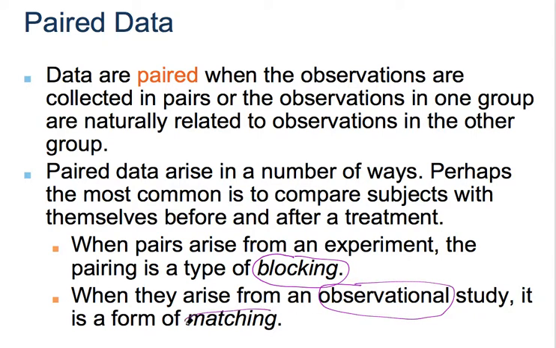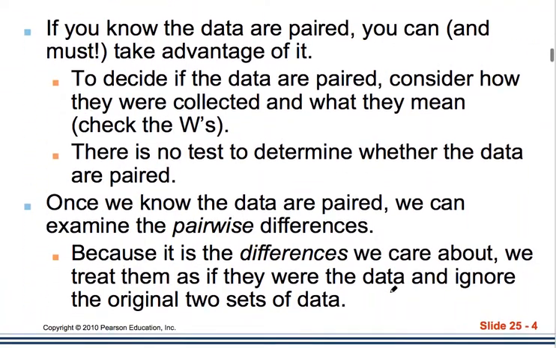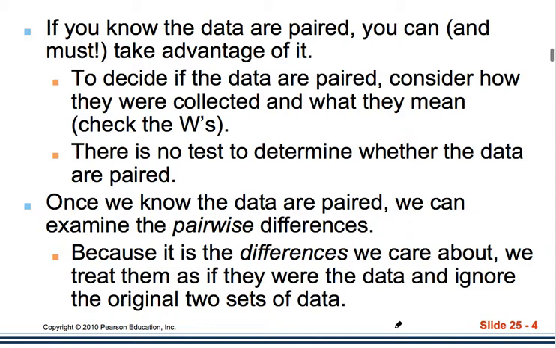Okay, it's called matching. All right, so an experiment would be the timed test where you're giving them some sort of treatment and then you're timing them before and after. And in an observational study, you're watching and comparing a person, how they behave, and then after a treatment, comparing how they behave. Okay. All right, so if you know the data are paired, you have to take advantage of it.